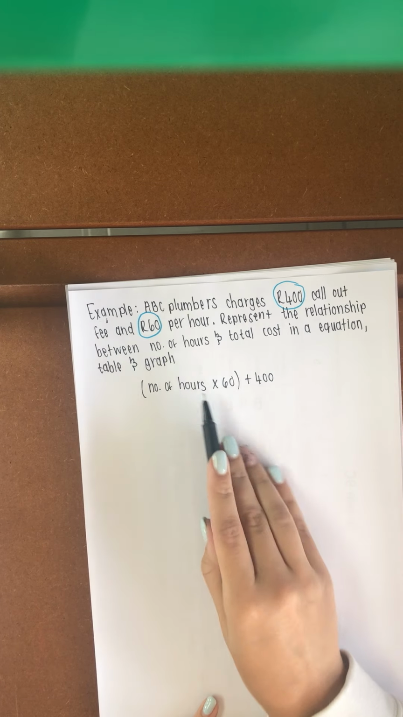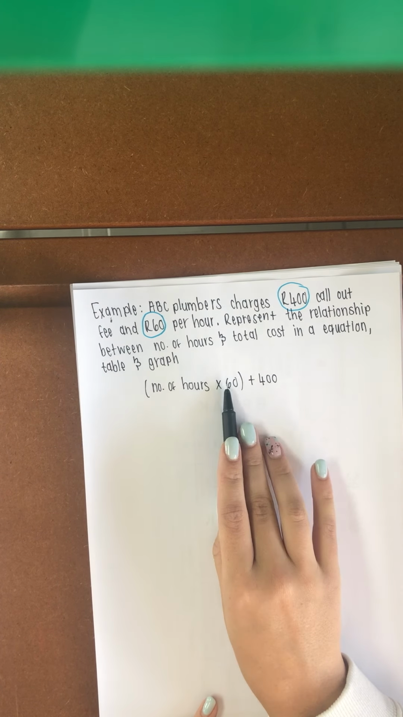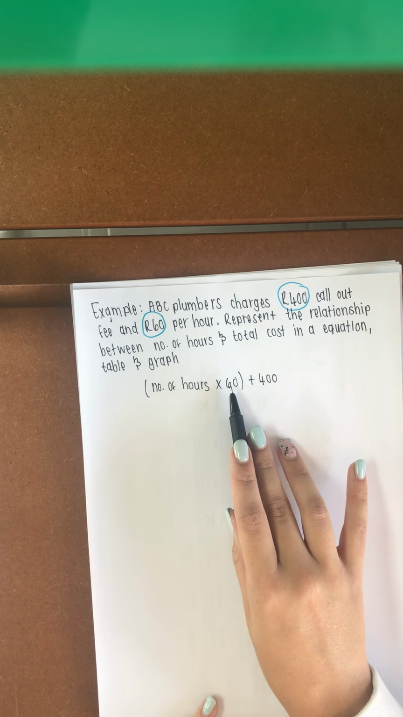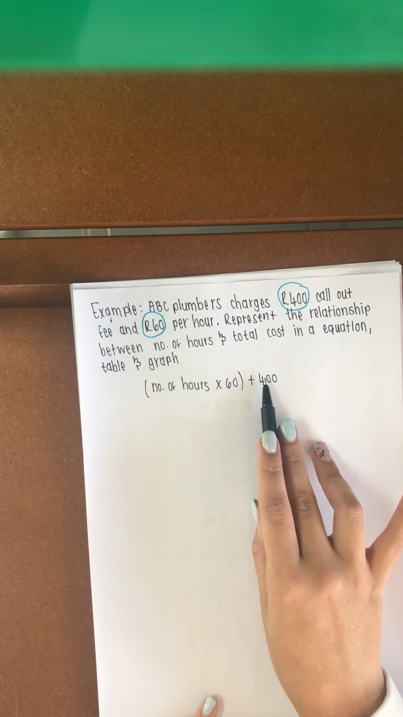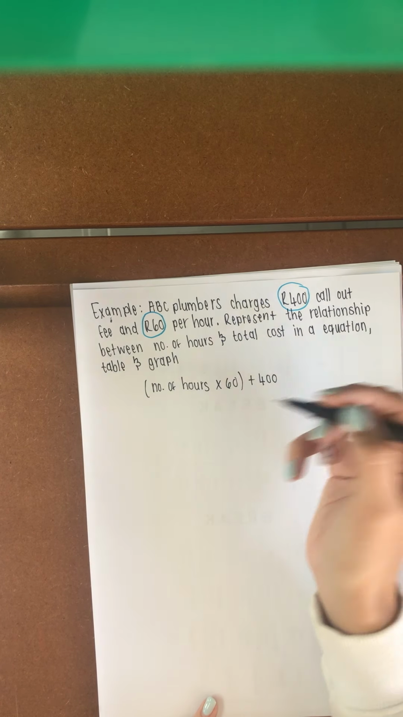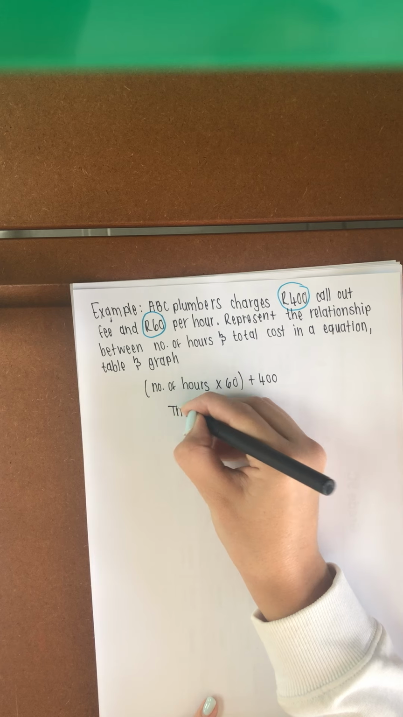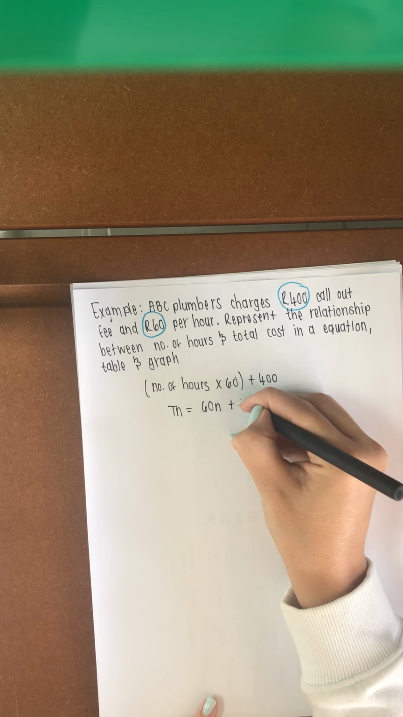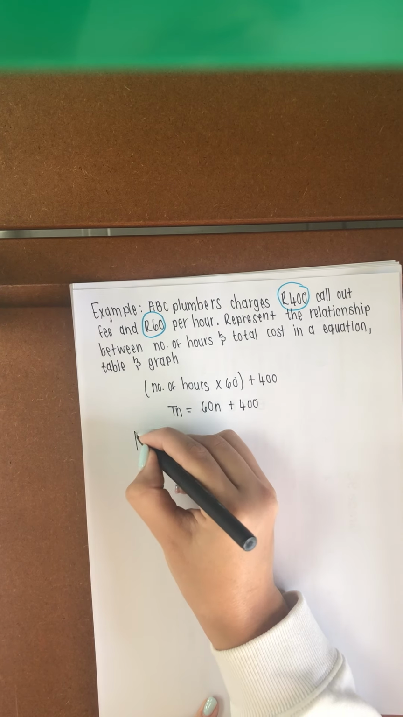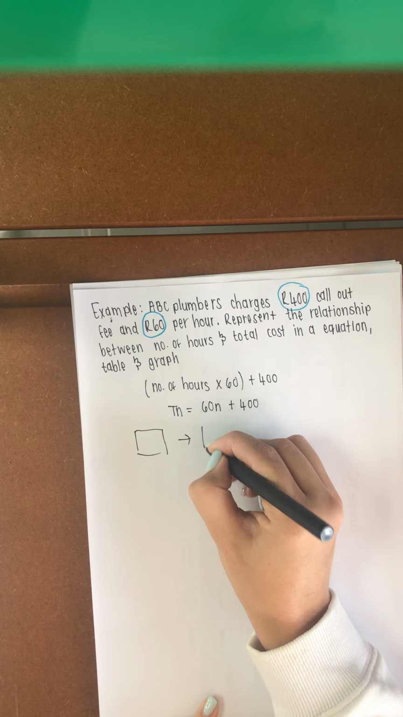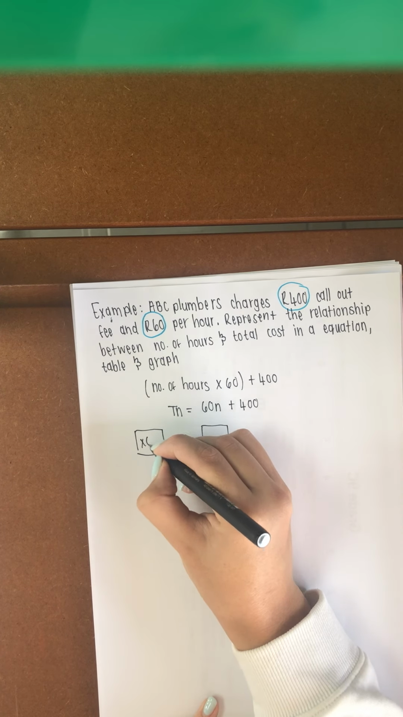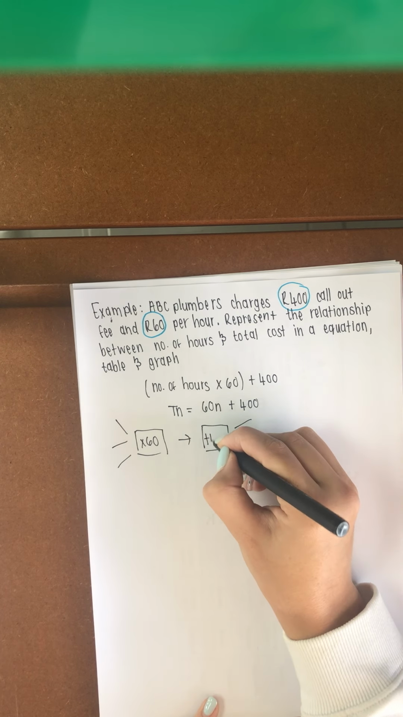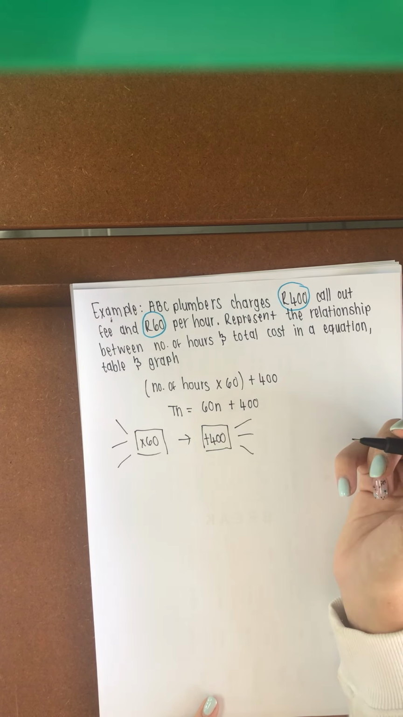Okay, so I've done my rate, 60 Rand per hour. So I know if there's 3 hours times 60, that's 180 Rand. And I add the call out fee of 400 Rand every single time. So do you agree that I can write this as Tn is equal to 60N plus 400? Because if I draw it in a flow diagram, the first thing that happens is I times the number of hours by 60. The second thing that happens is I add 400 to it because that's a standard call out rate.